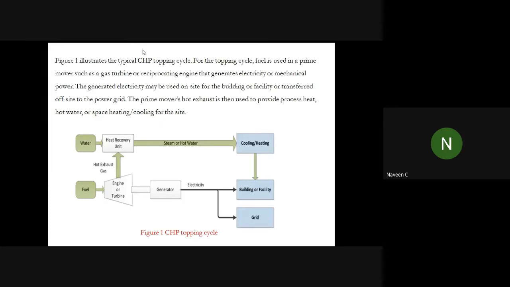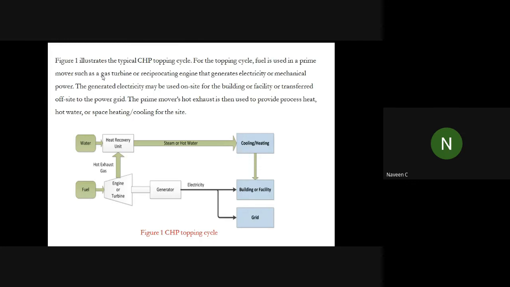It is very important to understand, but it is very easy. Topping cycle, you can assume, is like the top priority. Generally the top priority is always electricity. So the topping cycle has the primary objective of generating electricity and the secondary objective of generating thermal power.